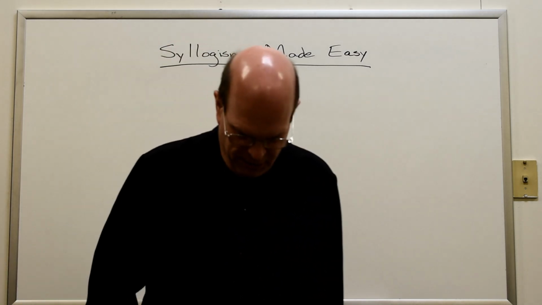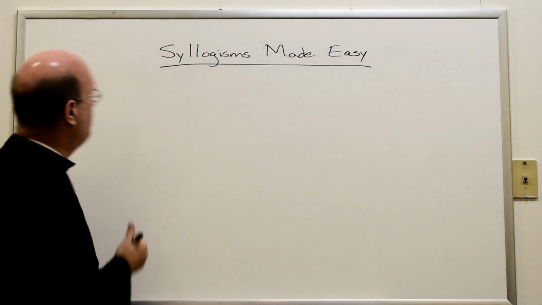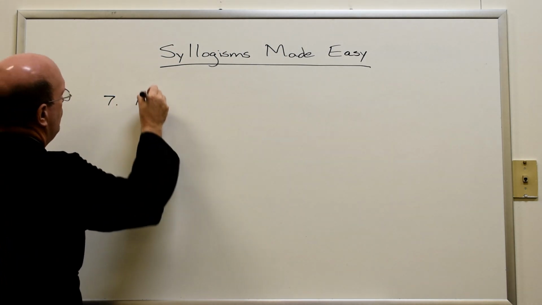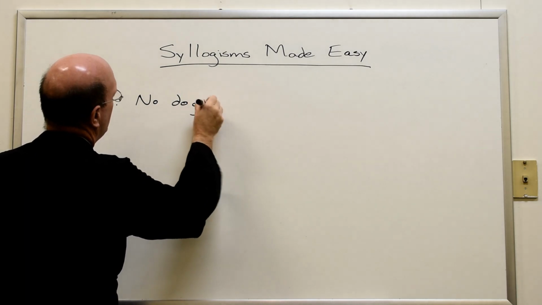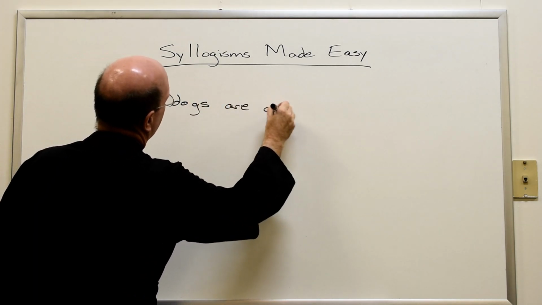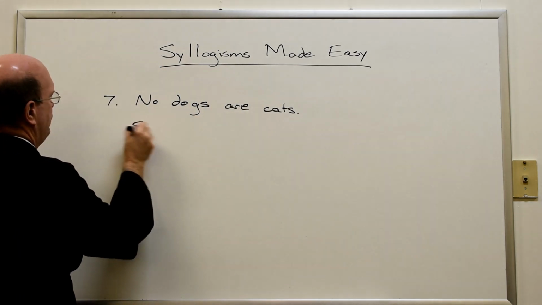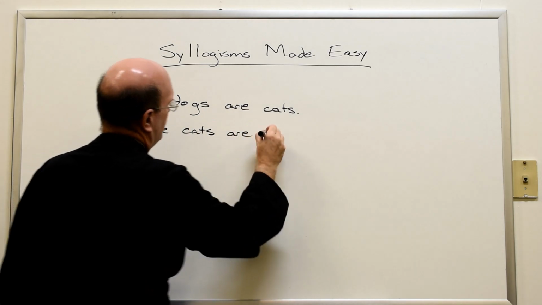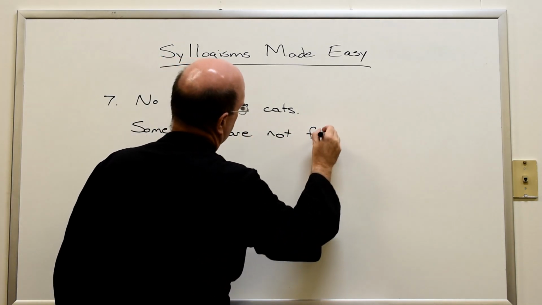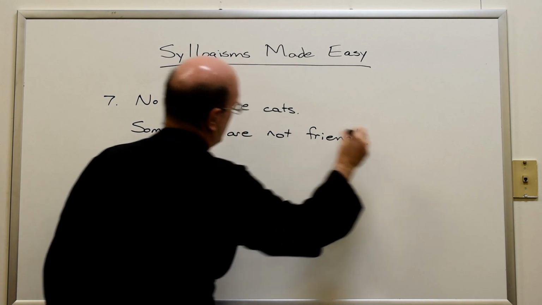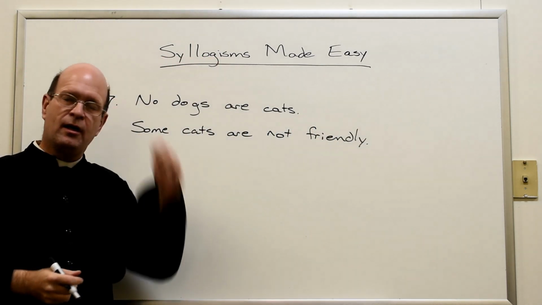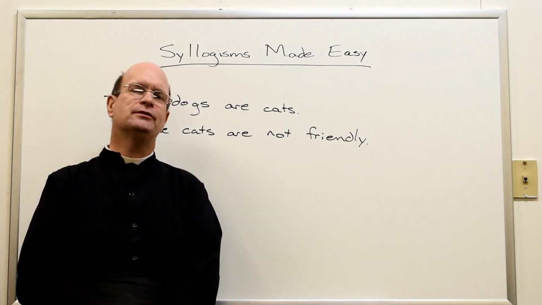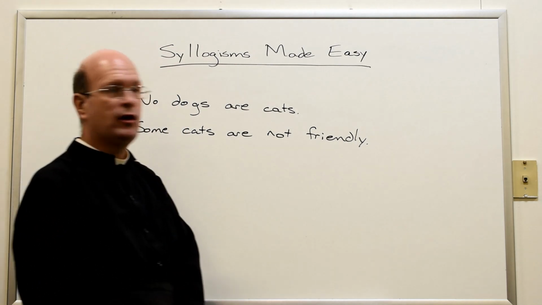Here's another one that I think is very interesting. How about I say, this is number 7, no dogs are cats. And how about I say some cats are not friendly. Well, these are two negative premises. The books will generally tell you that when you have two negative premises, you cannot draw a conclusion. Well, let's have a look.